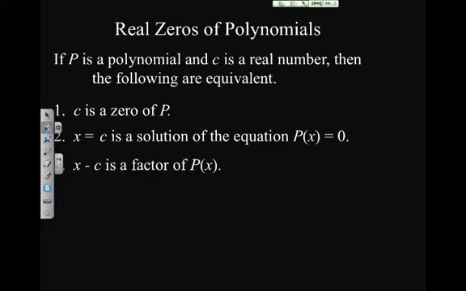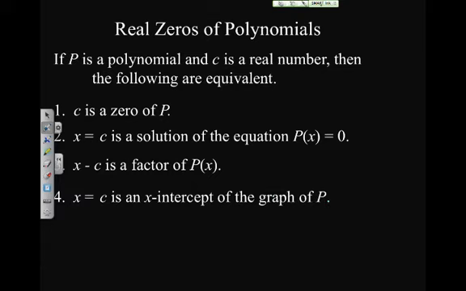We can say x minus c is a factor of p of x. And we'll kind of see that later on as we do some of these examples. We can say x equals c is an x-intercept of the graph of p. So looking at those, we've got several different ways. We can talk about c being a 0. We can say that c is an x-intercept. We can say that c is a solution. And then more specifically, when we're just doing the algebra of it, we can say that x minus c is a factor.